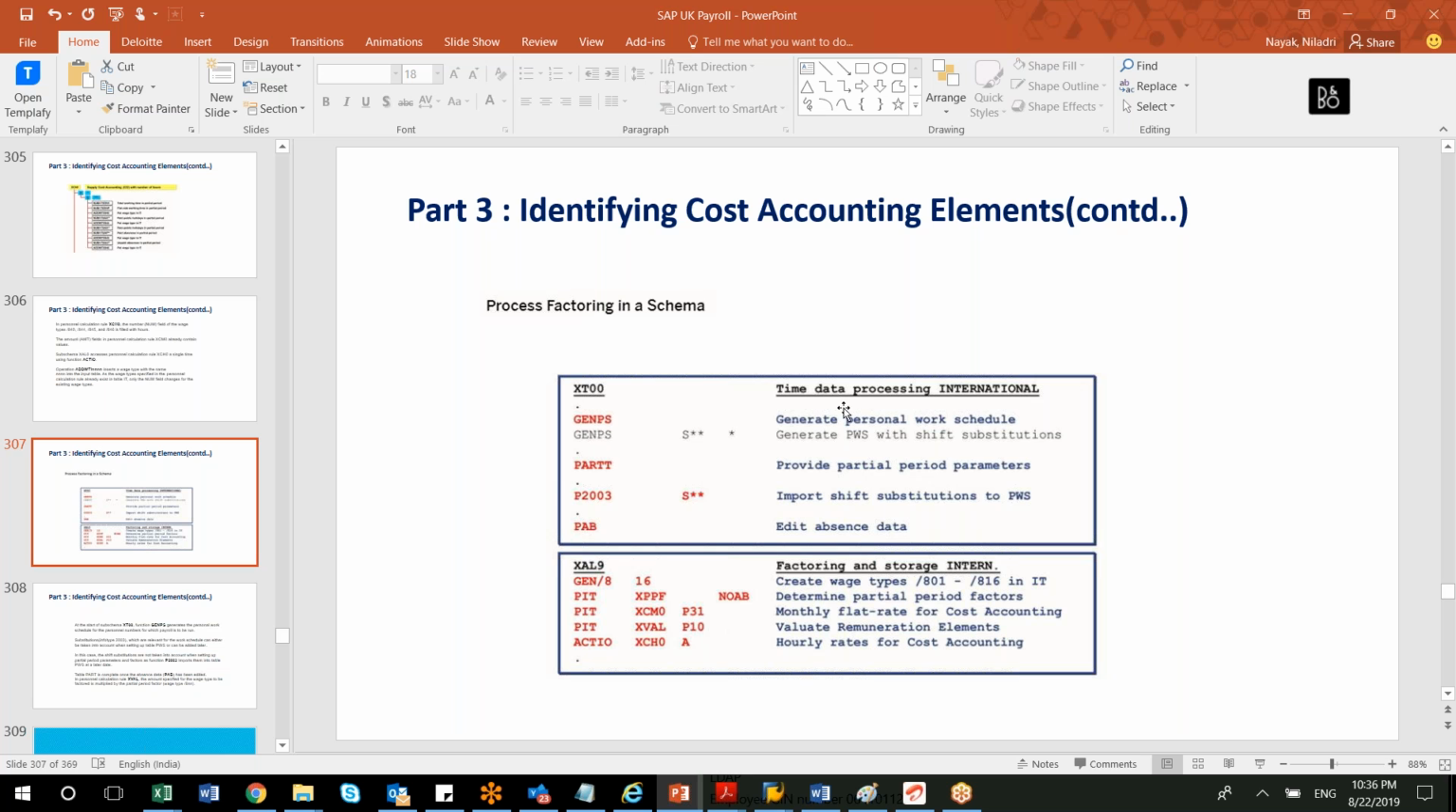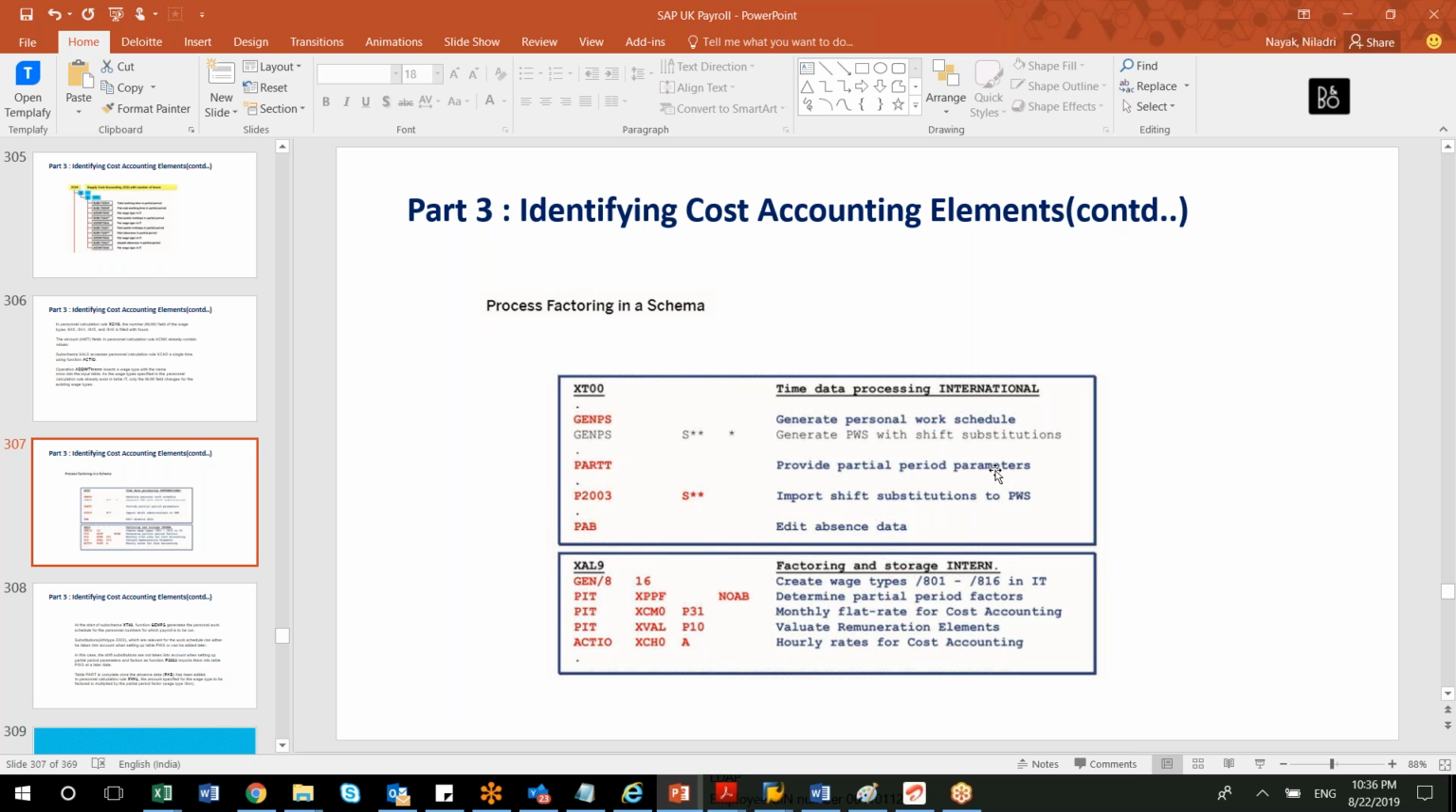This function will generate your PWS, whatever the personal work schedule is there, it will generate that. And there is one other important function here, PARTT. This function sits inside any time schema. It will calculate and provide the partial period parameters.